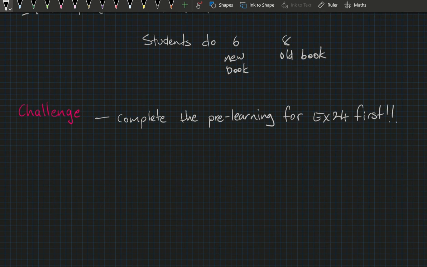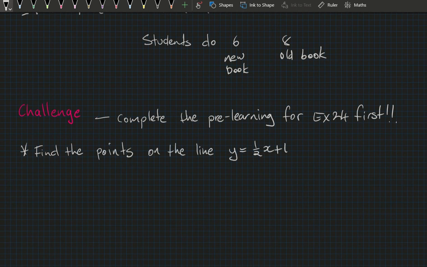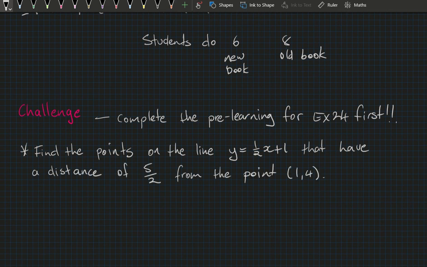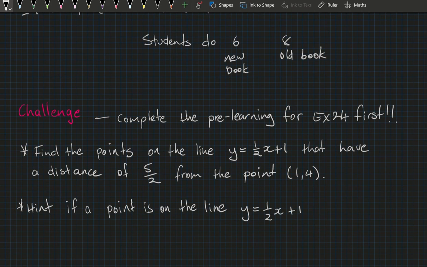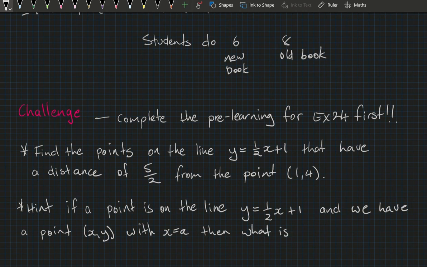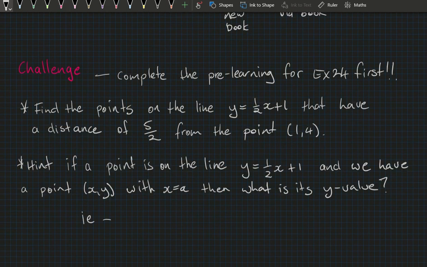Okay, brave soldiers, here is the question. I want you to find the points on the line y equals half of x plus 1 that have a distance of 5 over 2 from the point 1, 4. Of course, you're going to have to use the formula, just like we've done in example 24, but I'll give you a hint on how to approach this problem. So if a point is on the line y equals half x plus 1, and we have a point that has an x value of a, then what is its y value? I.e., it's a point with a, comma, question mark.